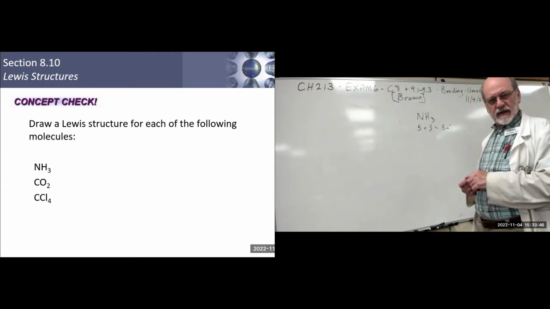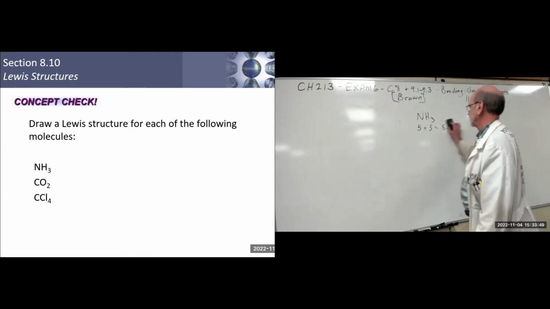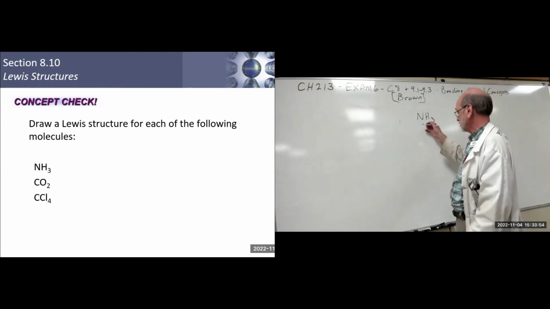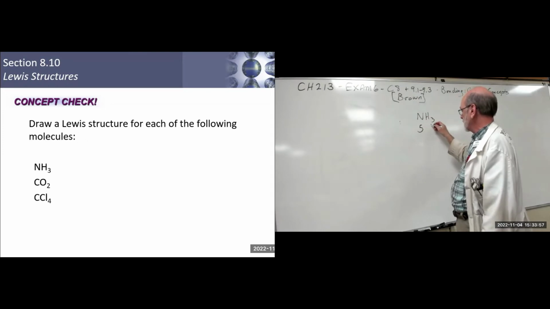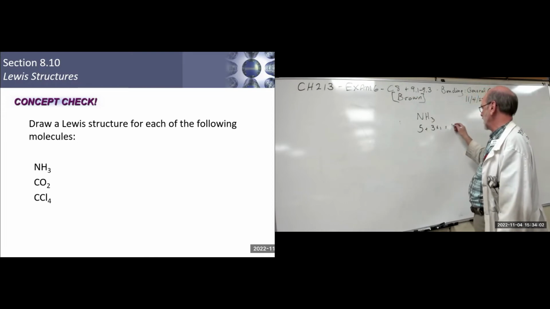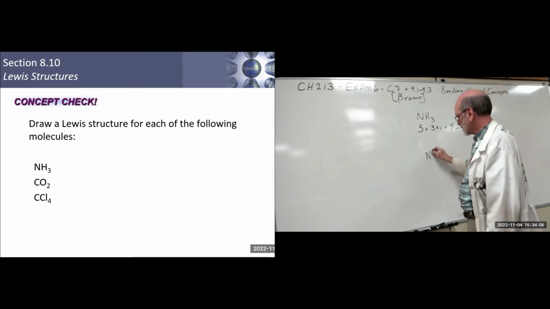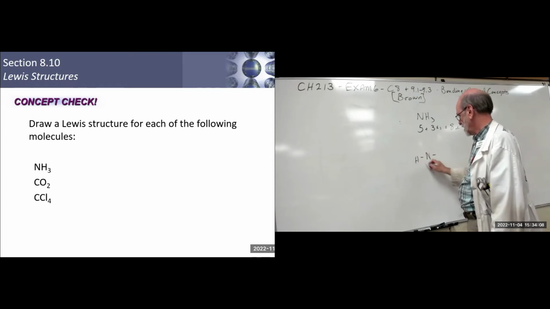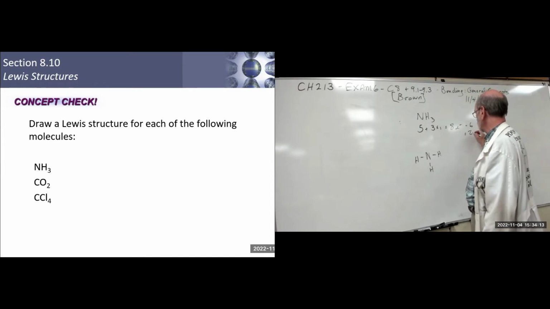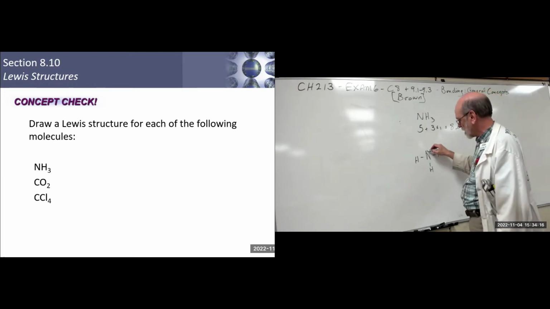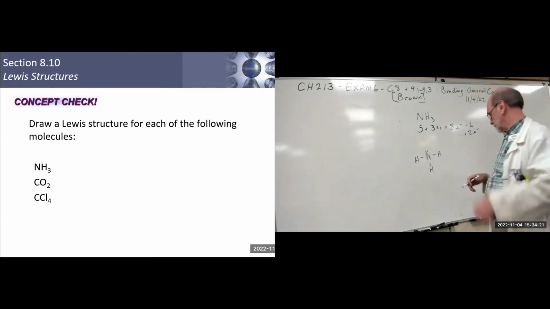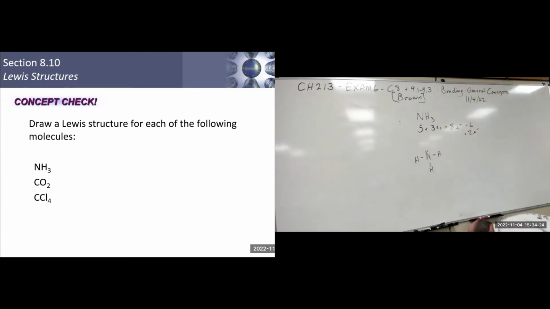All right, let's do ammonia. So there's ammonia. Count up the electrons. There's 5 for nitrogen and 3 times 1 for hydrogen, which means 8 electrons. So I put nitrogen in the middle, hydrogen out here, so that's 6, minus 6 equals 2. Got 2 electrons left, they have to go here. That's your valid Lewis dot structure for ammonia.